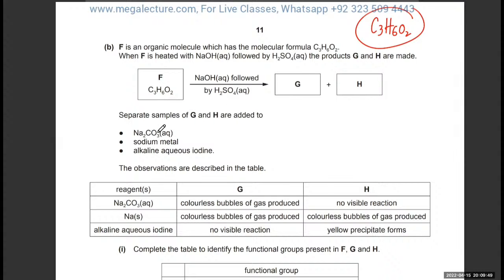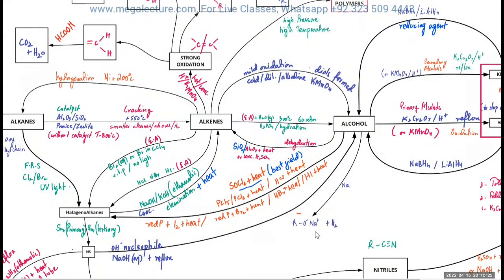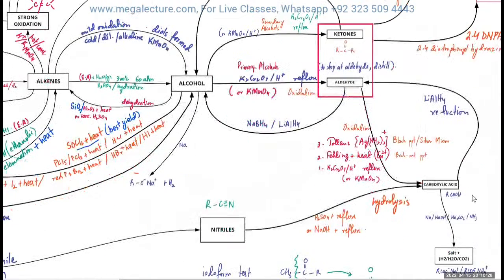Samples of G and H are added to Na2CO3. So this is what's happening: with Na2CO3, bubbles of gas, so G must be a carboxylic acid. That's the first thing that indicates it's a carboxylic acid. H has no reaction, so it's not a carboxylic acid. With sodium, bubbles of gas are produced in both cases, so H must be an alcohol. Who reacts with sodium? It's alcohols or carboxylic acids that react.